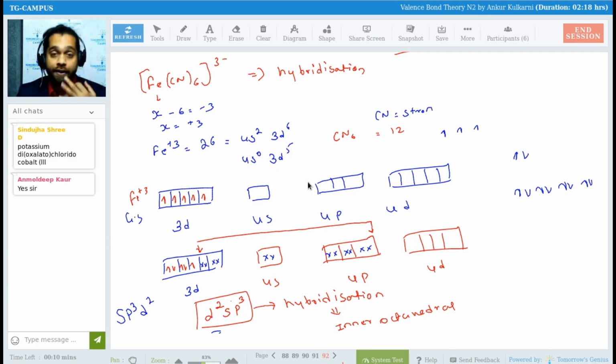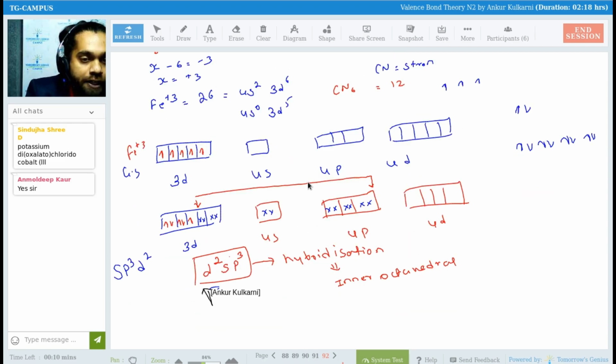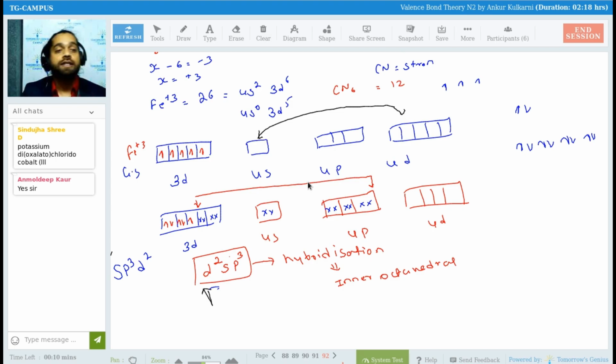Why is it called inner octahedral? See, inner means what? You are starting with the d orbital. That's why we call it inner sphere octahedral. If we started with s, that means the hybrid orbitals are starting from outside, with the d orbitals that we had. That is where we call it outer octahedral, your sp³d². Both of them are octahedral, but the difference is one is inner, one is outer. Getting it, Sarjan? Okay. So, chalo, thank you for your time.